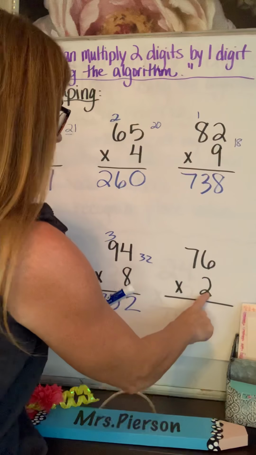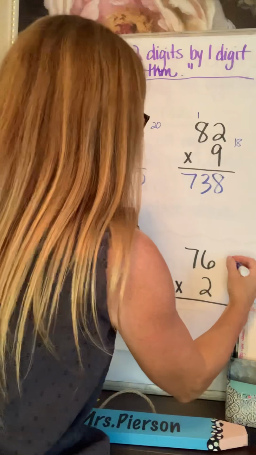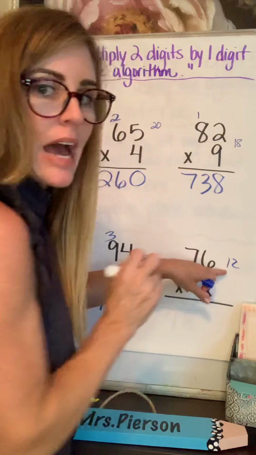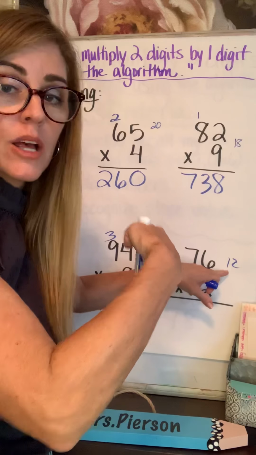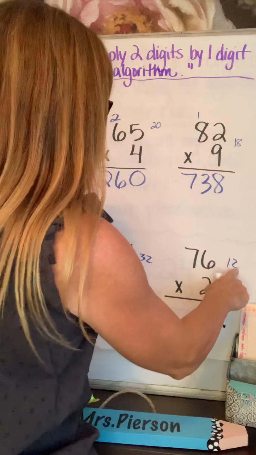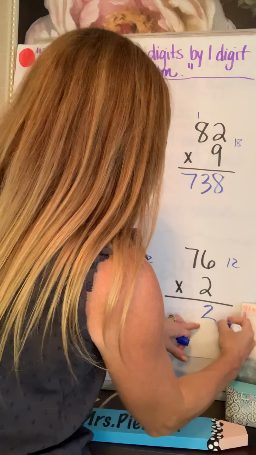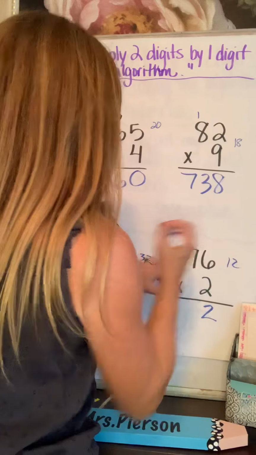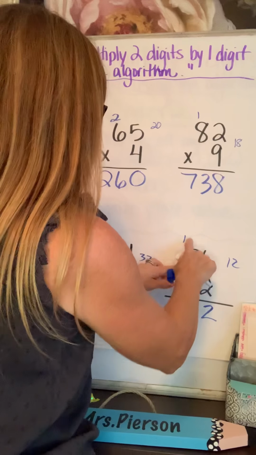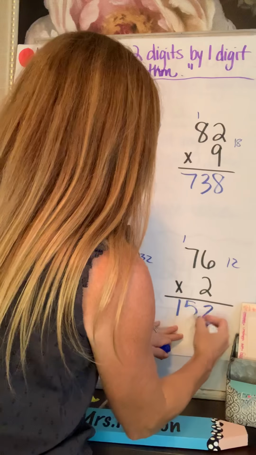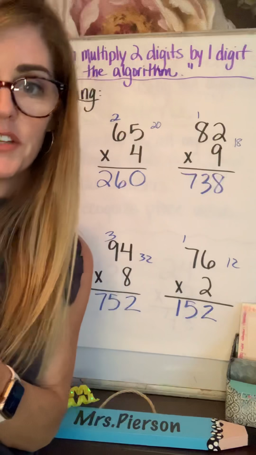All right. 2 times 6 would be 12. And I'm just writing, you don't have to do this habit. I'm just doing that to show you which number to put down and which one to carry over, but you don't have to do that. I know I'm going to put the 2 down because that's the one in the ones place, and I'm carrying that 10 over to the tens. 2 times 7 is 14, plus 1 more would be 15, so I end up with 152.